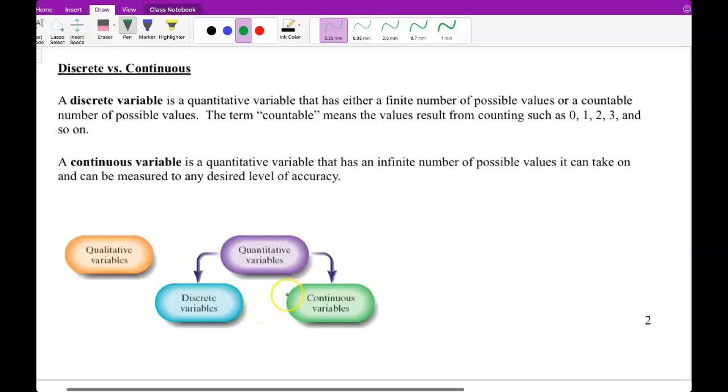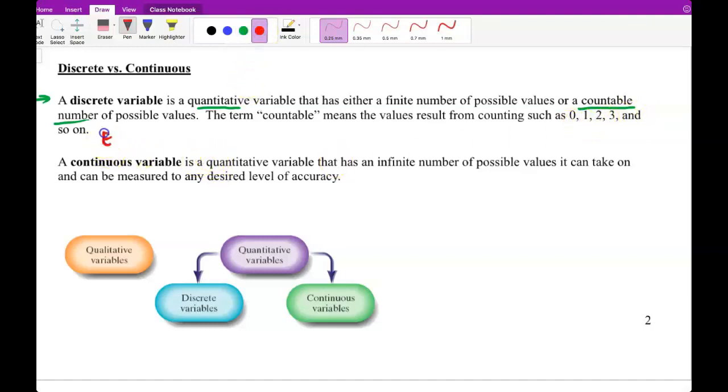Next part, discrete versus continuous. A discrete variable is a quantitative variable, meaning that we can count these. It has either a finite number of possible values or a countable number of possible values. As I said, this one is countable because this is a quantitative variable. The term countable means the values result from counting, such as 0, 1, 2, 3, and so on.